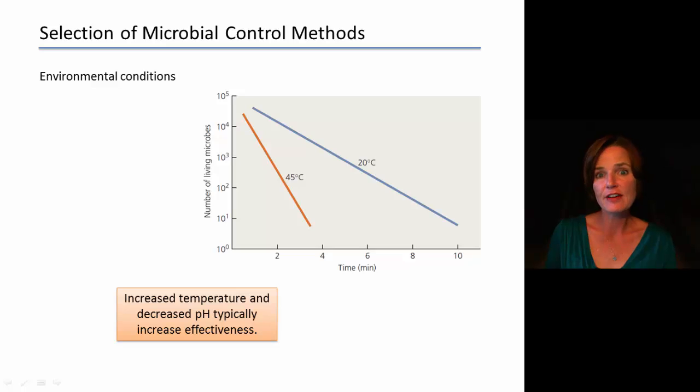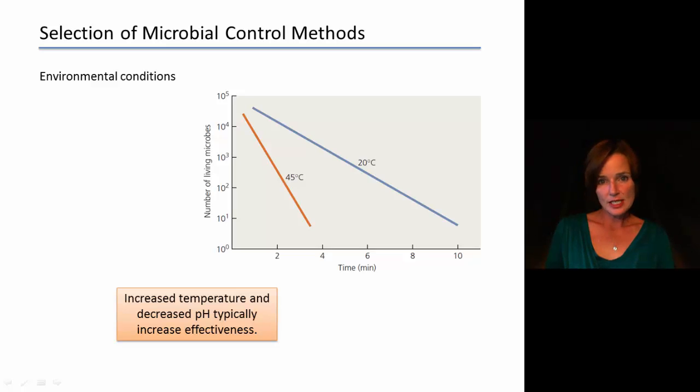If we talk about the effects of environmental conditions and how these tie in with our other microbial treatment methods, temperature is really important. You can see in this graph exactly what effect temperature has. In general, as the temperature goes up, we're going to see more effective killing. If you look at the line for the 45 degrees Celsius treatment, we see a much sharper decline in the number of microbes. If you compare that to the 20 degrees Celsius, which is certainly much cooler, the microbes are not going to die off as quickly.